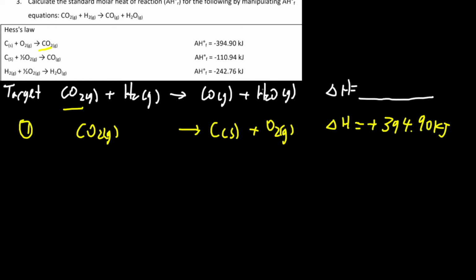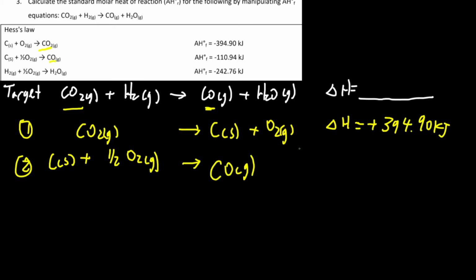Next, I see that I want carbon monoxide on the other side, and in our second equation, it has already been given to us, so that's perfect. So let's leave it as is. So we get carbon solid plus 1/2 O2 gas produces carbon monoxide gas. Delta H equals negative 110.94 kilojoules.